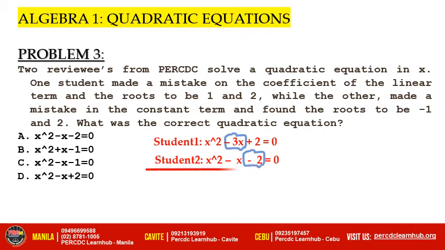So by that, eliminate or tatanggalin natin yung mga term na nagkamali silang dalawa, and then bring down natin yung tama na mga terms, just like the x squared, the minus x, and then the plus 2. So that equals to 0. So therefore, from the choices, yung correct answer po si letter D. X squared minus x plus 2 equals to 0.